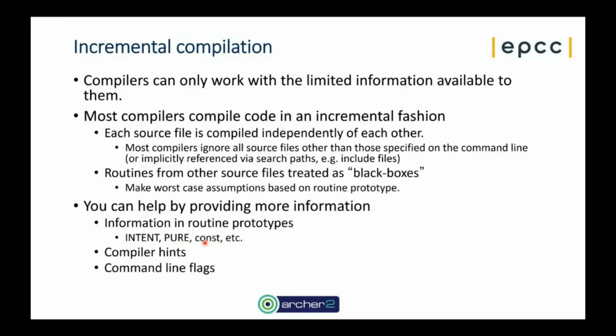Const is a C and C++ modifier to variables and functions and the likes, which tells the compiler that this is not going to change or make any changes to the rest of the program. So those can help the compiler do some of the optimizations for you. And then there are also command line flags, which we'll see slightly later, which can specify things like do procedural optimization.